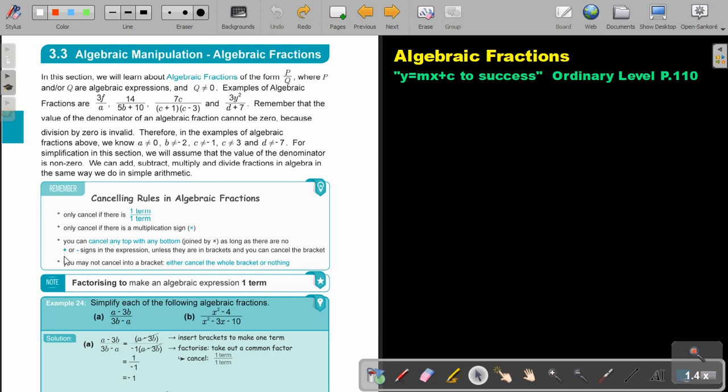You can cancel as long as there are no plus or minus signs in the expression, unless they are in brackets, and then you can cancel the bracket. You may not cancel into a bracket; either cancel the whole bracket or nothing. This is very important: factorizing to make an algebraic expression one term. So you can factorize and then you will get one term. Factorize to make 2 or 3 or 4 terms one term, and that helps you with the cancelling out. Let's look at an example.